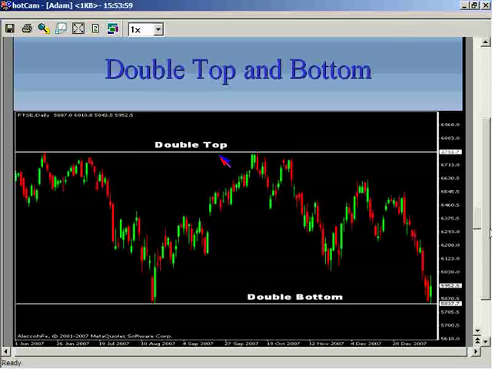Now we sell short, we place our stops above the highs of both tops. We sell short, we see the market come down. Hey, guess what? Double bottom. Close our long trade, open a short, close our short trade, open a long trade.